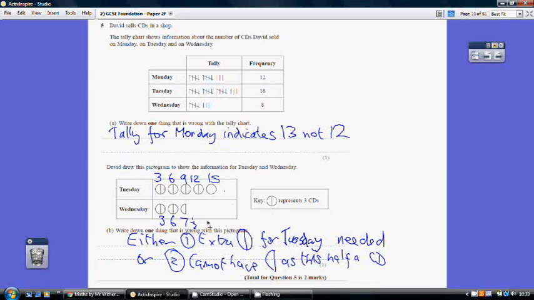Or secondly, we can see that we've got the Wednesday one wrong because we need to have 8. Now half of one of these, half of 3 is 1.5. So for Wednesday, as things stand, we've got a 3, a 3 and a 1.5. So these only add up to 7.5 and not 8. So either of those two things could be written down, because the question only requires you to write down one thing that is wrong.